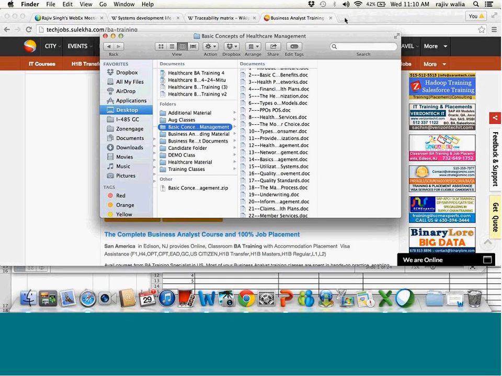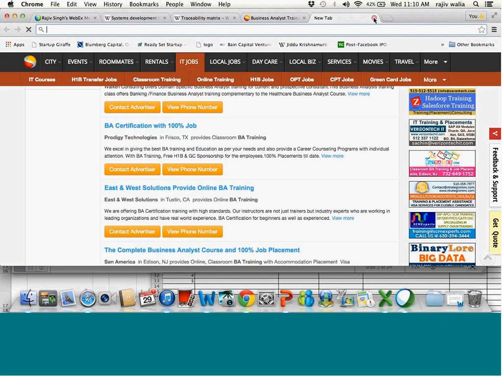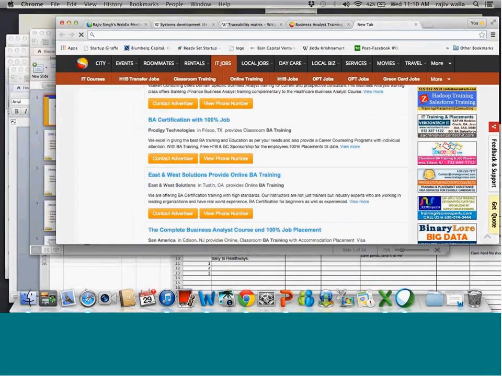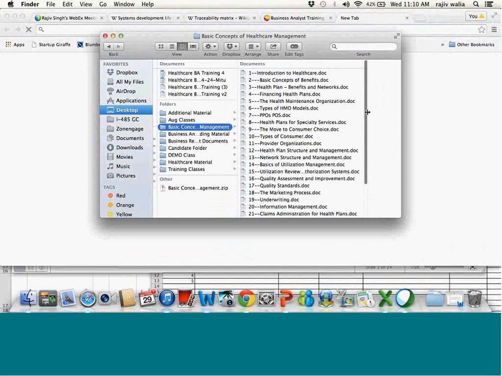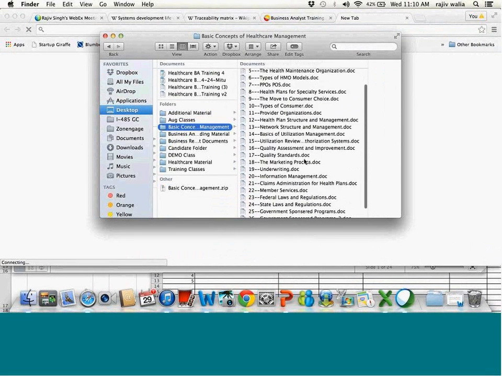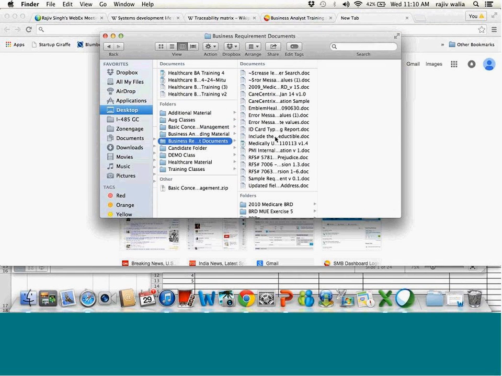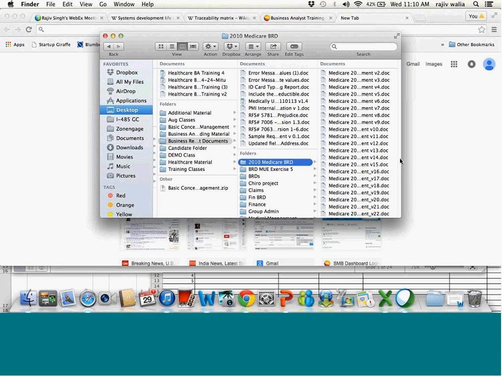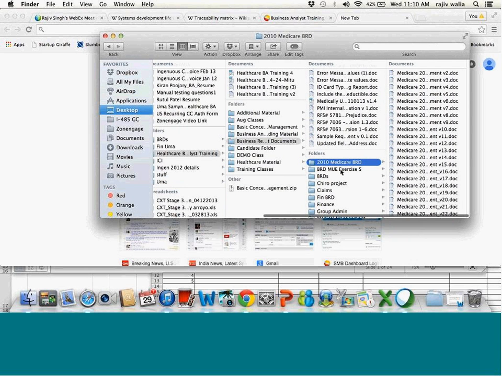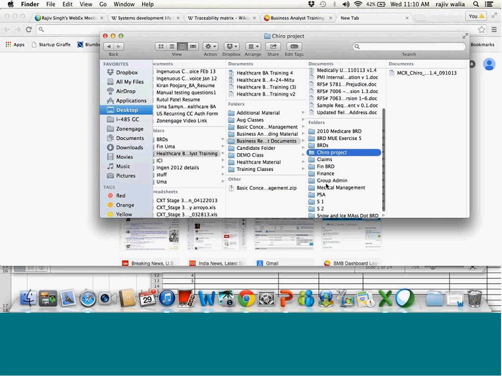We have 27 essential chapters for a healthcare candidate who should understand what happens in the healthcare world. I'm not going to go through those chapters because this is all theory. We are going to talk about the basics of BAs and business requirements documents, which are the deliverables of a business analyst, which you're going to work on step by step from scratch. You're going to build up a BRD and go through all the different projects.